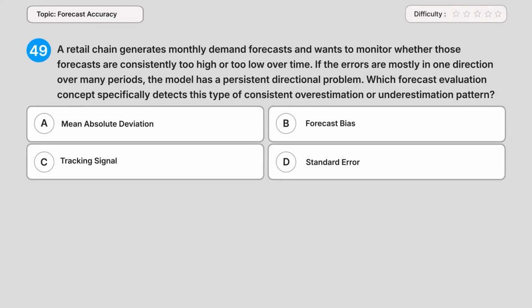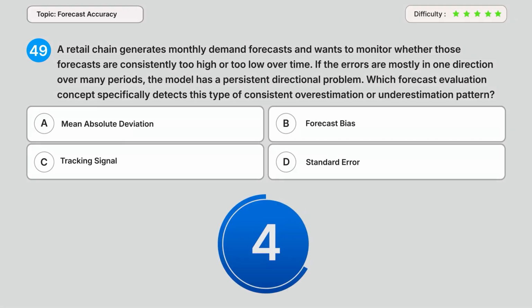49. A retail chain generates monthly demand forecasts and wants to monitor whether those forecasts are consistently too high or too low over time. If the errors are mostly in one direction over many periods, the model has a persistent directional problem. Which forecast evaluation concept specifically detects this type of consistent overestimation or underestimation pattern? A. Mean absolute deviation. B. Forecast bias. C. Tracking signal. D. Standard error. Can you guess the answer?